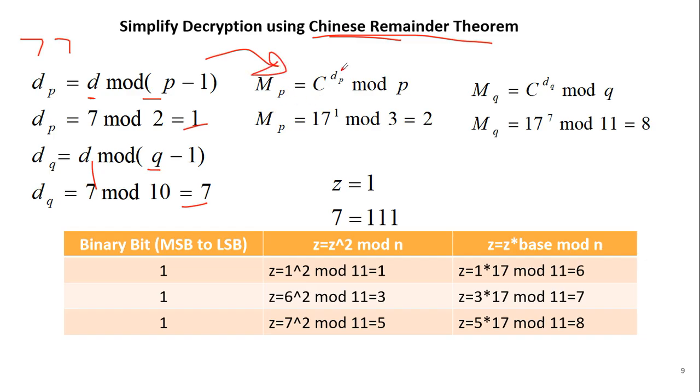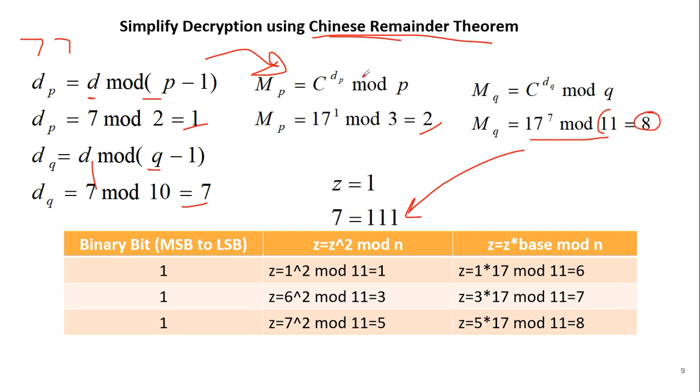Now we write mp is equal to c raised to dp mod p. Now c is 17 and dp we calculated as 1, mod 3. So 17 mod 3 we can easily calculate. The answer is 2. And next is mq is equal to c raised to dq mod q. Now mq is equal to 17 raised to dq, which is 7, mod 11. As this value is small, we can easily do the calculation. By the square and multiply algorithm, we can calculate 17 raised to 7 mod 11, which comes as 8.